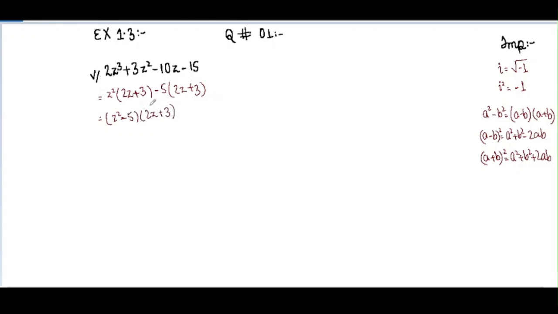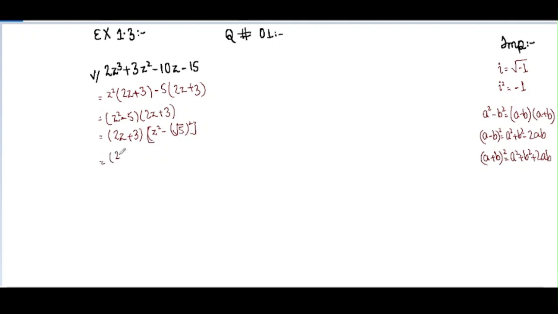Now this is already a linear factor, so we don't have to change it, and we have to change the other part into the form of a square minus b square. So we are going to write it, first of all, as it is, because this has to remain the same till the end of the answer. And here we can write it as z square minus square root of 5 whole square.